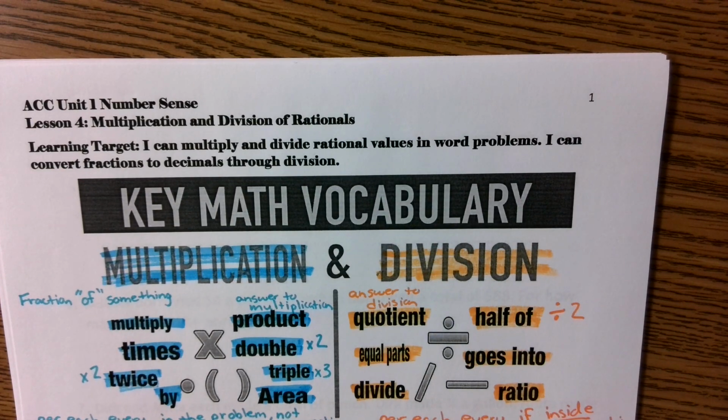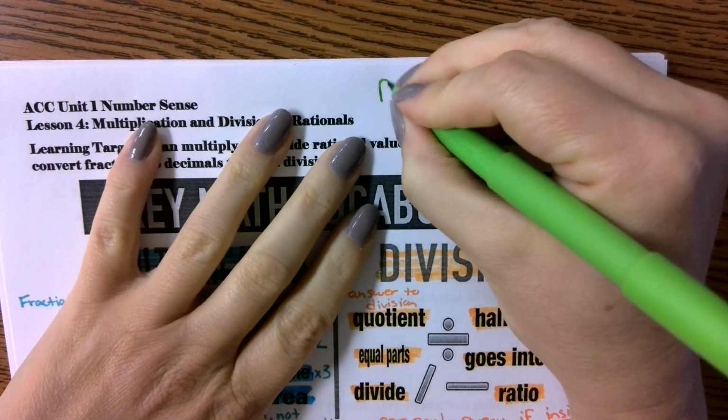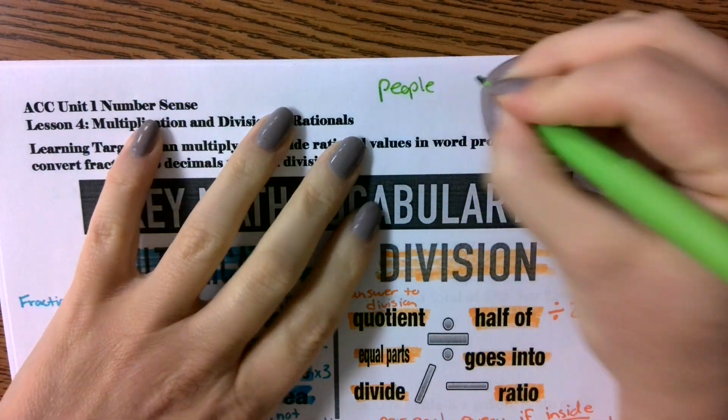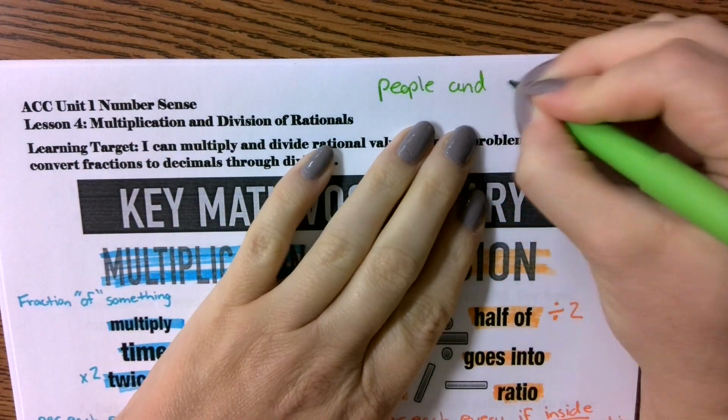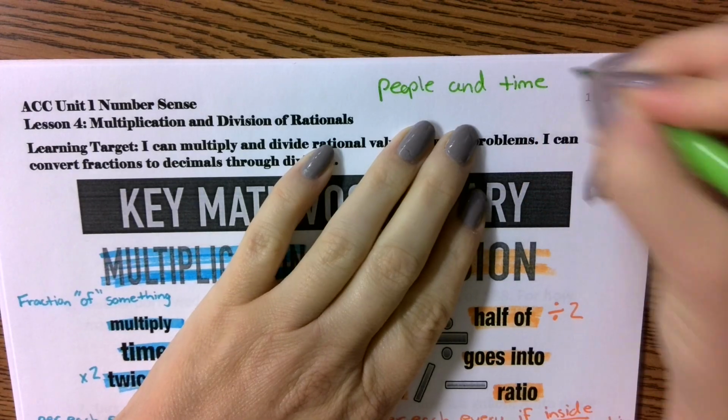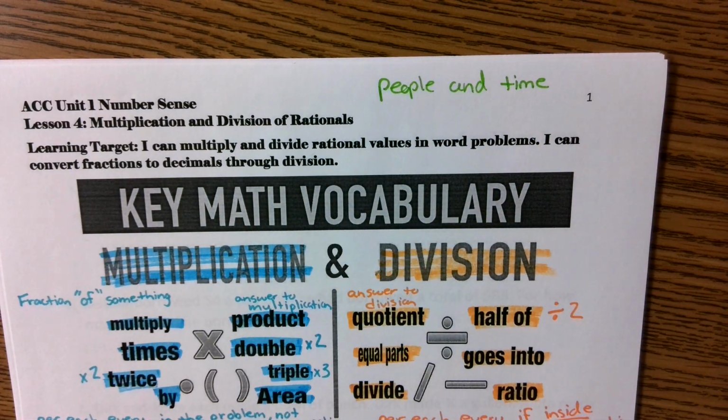And one thing I want to make sure that you understand, and write this up at the top, if we are talking about people and time, the concept of a person and the concept of time, what kind of integers do you think that those are always going to be? Positive, right? You can't have a negative amount of people.